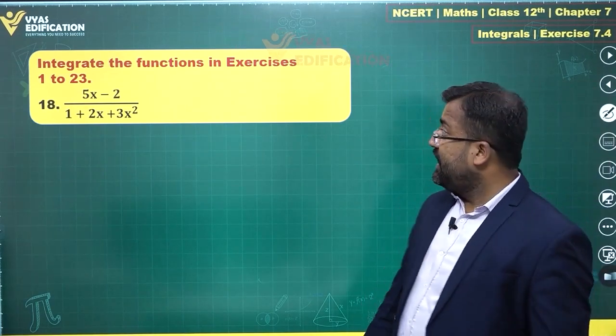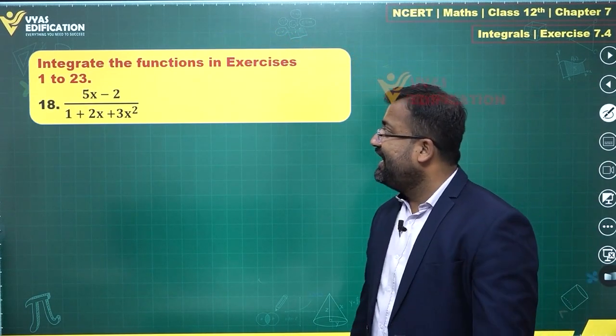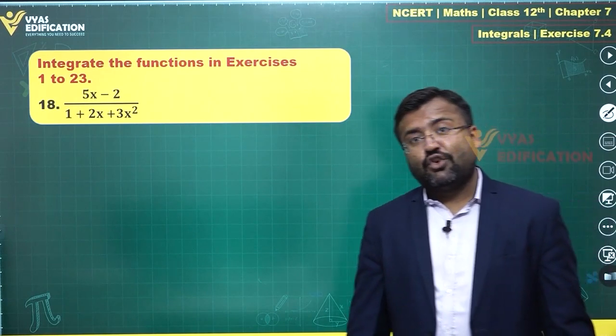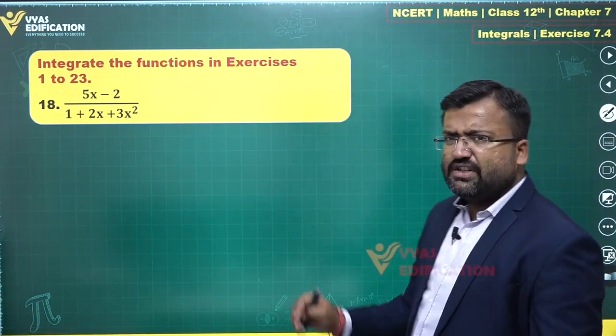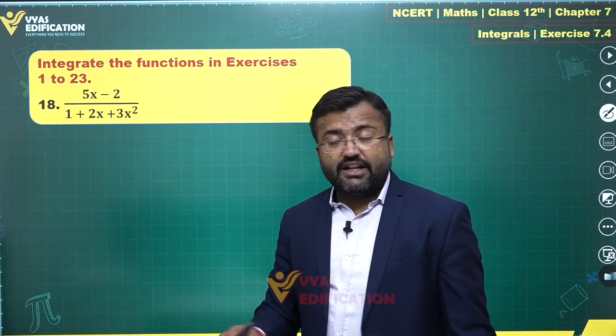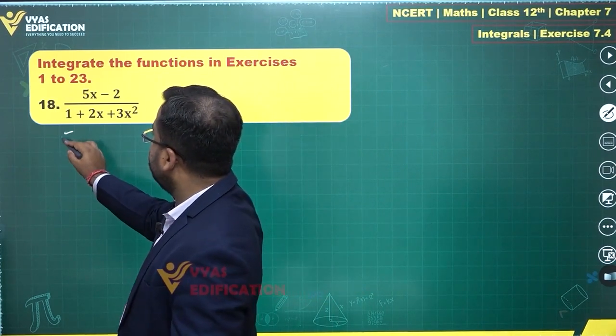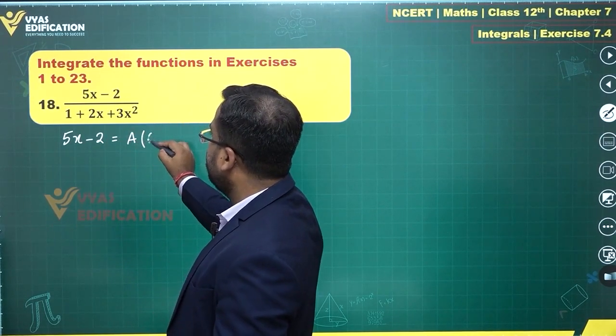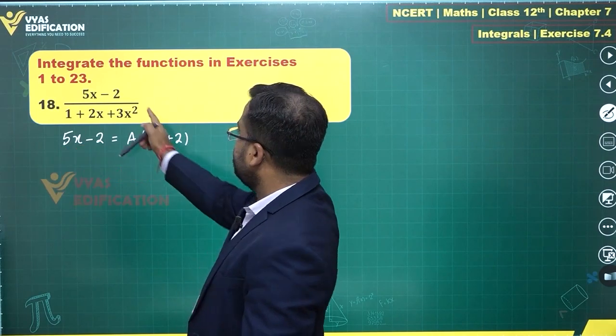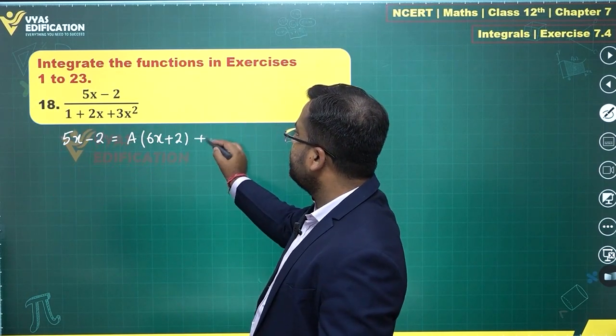In the 18th question, we have linear upon quadratic, and once again the approach that we want to follow over here is to write that linear as the sum of one term which is having the derivative of the denominator and another term which is a constant. So this numerator 5x minus 2 will be written as a times the derivative of the denominator, which is 6x plus 2, plus b.